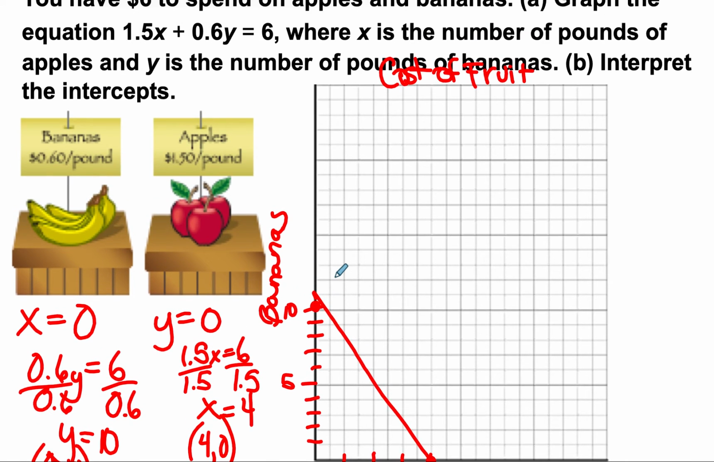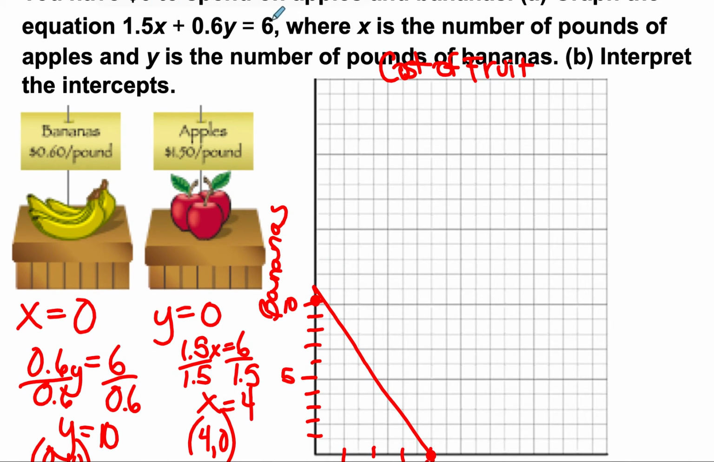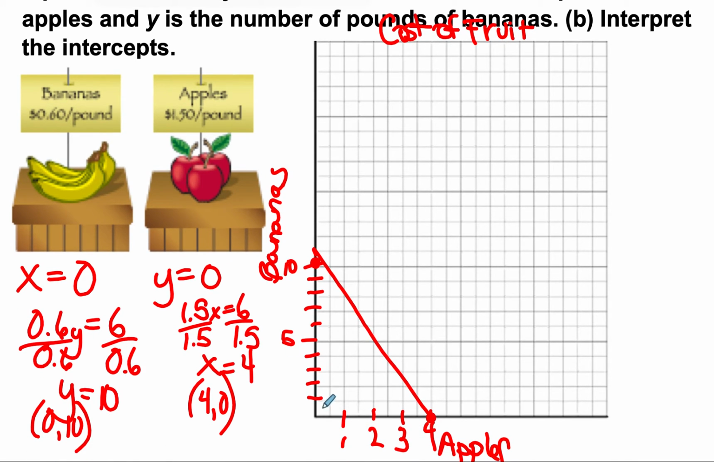Then I took my equation up here, 1.5x + 6/10 y = 6, and I substituted my values. So bananas were 60 cents a pound. That's where the 6/10 comes from. Bananas are my y. And then apples are $1.50 per pound, so that's the 1.5 on the x. So I put in 0 for x. And then I had 6/10 y = 6. Divided 6 by 6/10, and I got 10. So on my y-axis, I numbered it, I went up to 10, and I made my point.